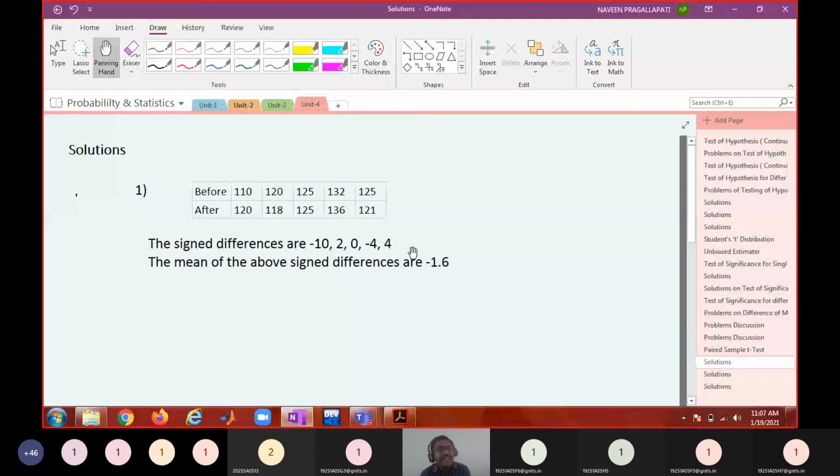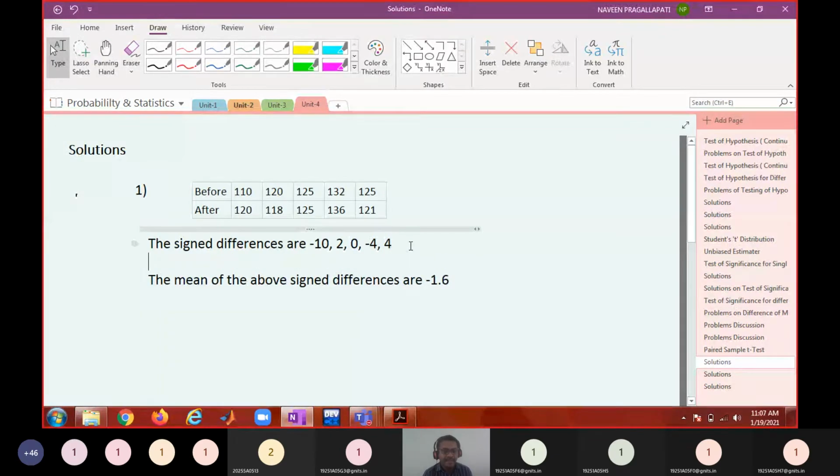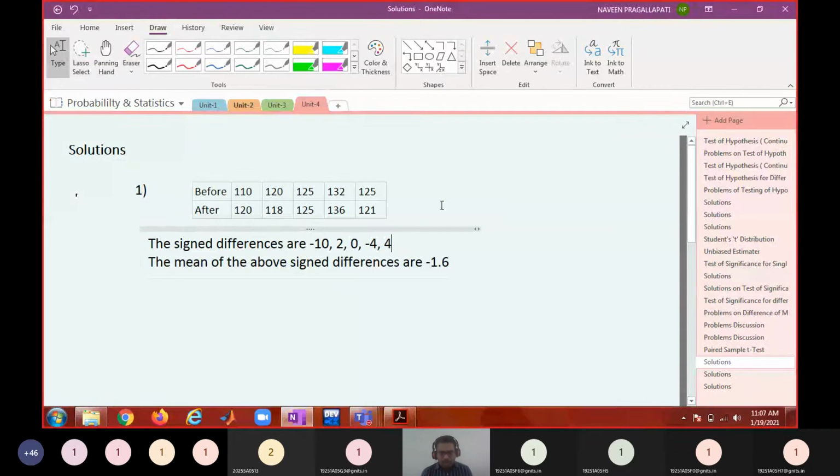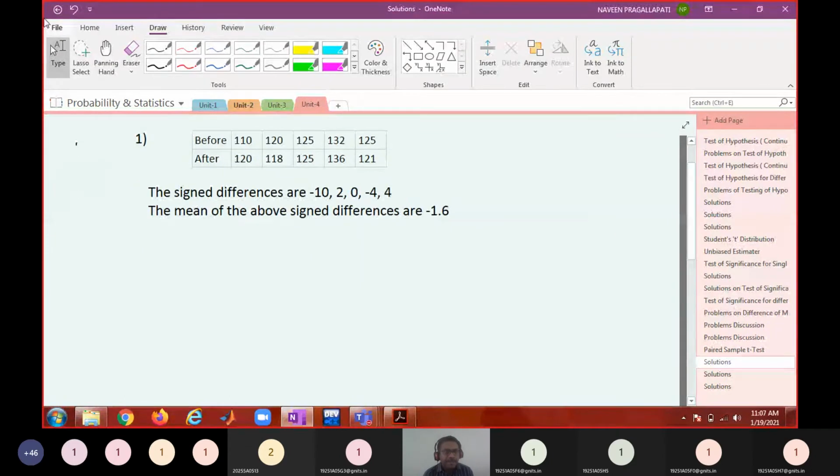But is that significant at 1% level? That we have to see. So shall we apply a left one-tail test in this case? Okay, so we shall apply a left one-tail test. How are you going to write down the test? Apply the paired sample t-test. I'm applying the t-test because the sample size is small, right?